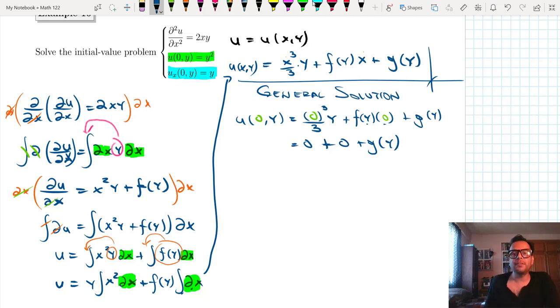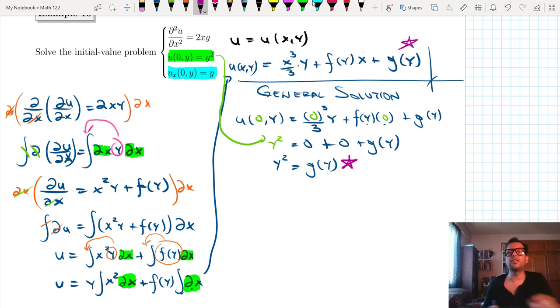What are we going to have on the left-hand side of the equation? They're telling us that when we plug in 0 and y into u, this becomes y squared, this y squared that we have here. So we're going to end up with y squared equals some g of y. So we just got the first part of the function right here. Let me put a star. Okay, we got that.